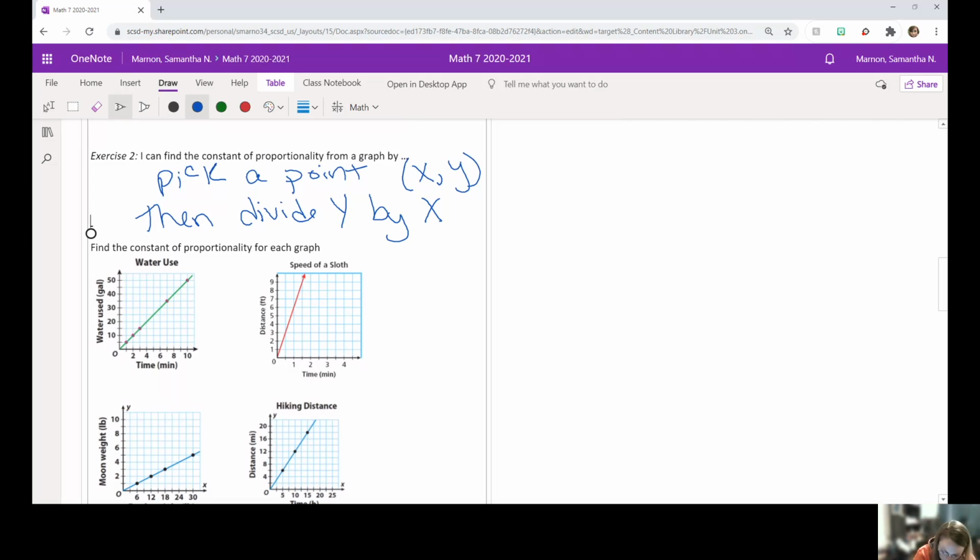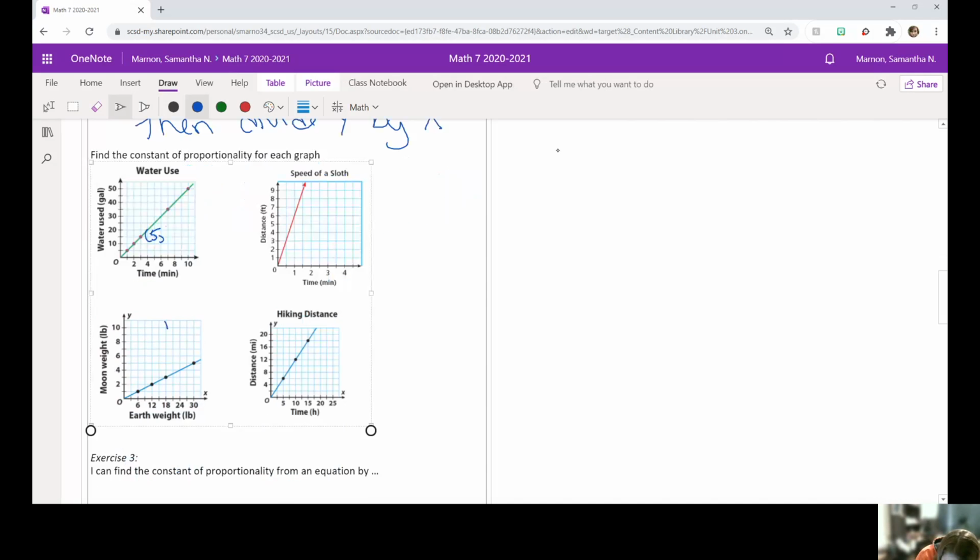So for this first one right here, I'm going to pick this point. So this is 5, 15. So this is my x, this is my y. So I just need to do 15 divided by 5. And we get that the unit rate, or the constant of proportionality, is 3. And this is gallons per minute.